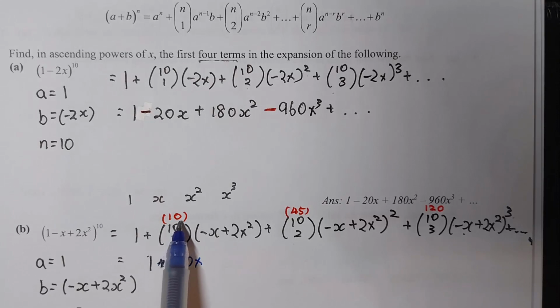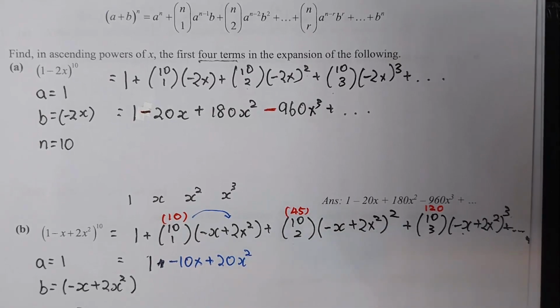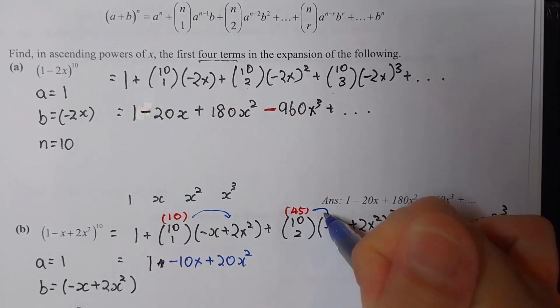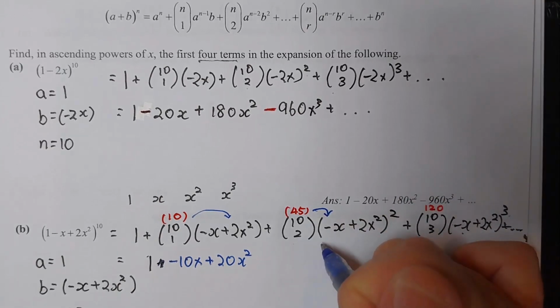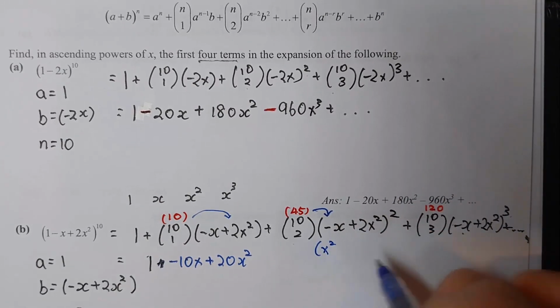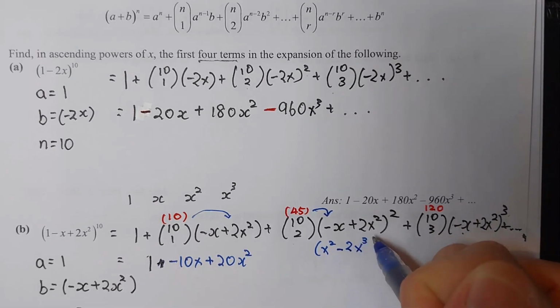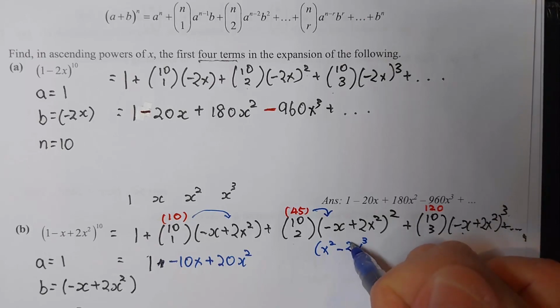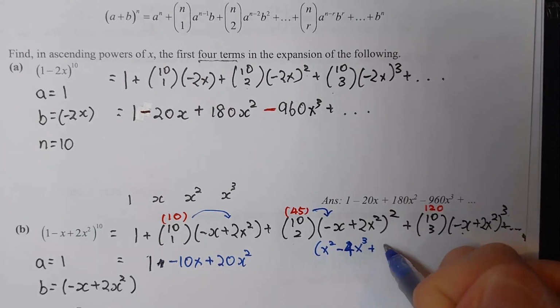Then we will have plus 20x squared. We will have, yes, we need to expand this first, right? So we will get x squared minus 2x cubed. Okay, minus 2x cubed again, so it will be minus 4x cubed. Okay, let's simplify here a bit first. Plus 4x power 4. All right.